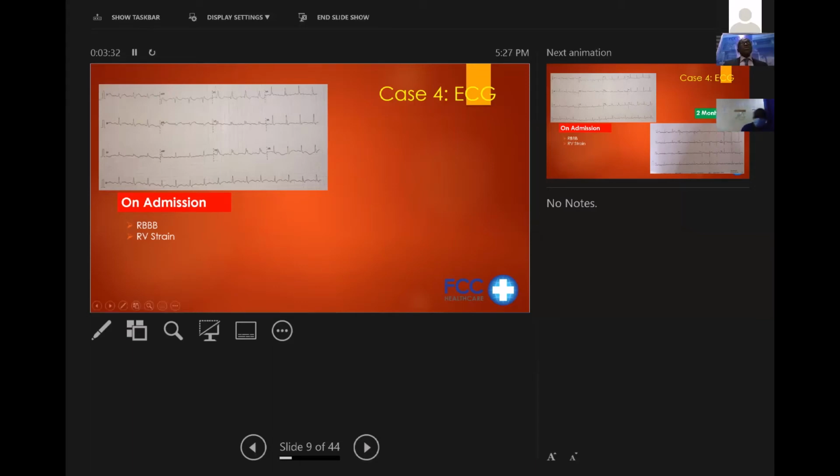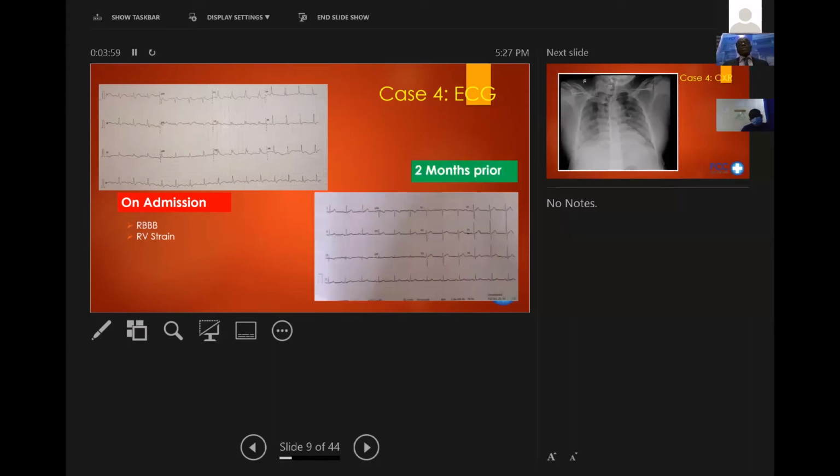Let me just go over this, because you now see there is an S wave in lead 1 and the T waves are inverted in lead 3. So you get my drift: the S1, Q3, T3 pattern. The only thing missing is the Q wave in lead 3. We found that 2 months prior to this time, he had an almost completely normal ECG, and this was sent to us from the patient's doctors.